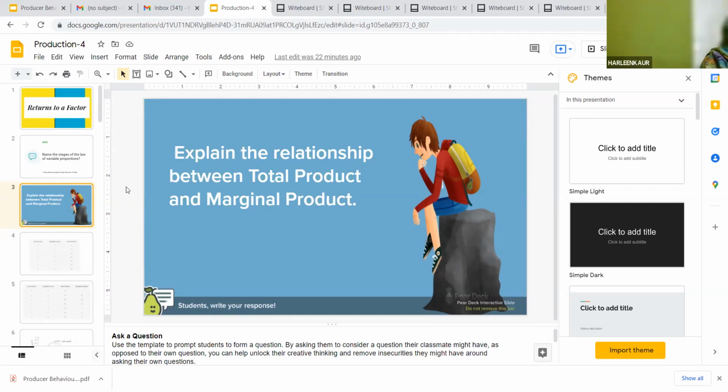See, in phase one, when MP increases, TP also increases at an increasing rate. And in phase two, when MP decreases but remains positive, TP is also increasing in this phase 2, but at a diminishing rate. After that, when MP is equal to 0, TP is at its maximum point. Then in phase 3, MP is negative and TP starts falling.